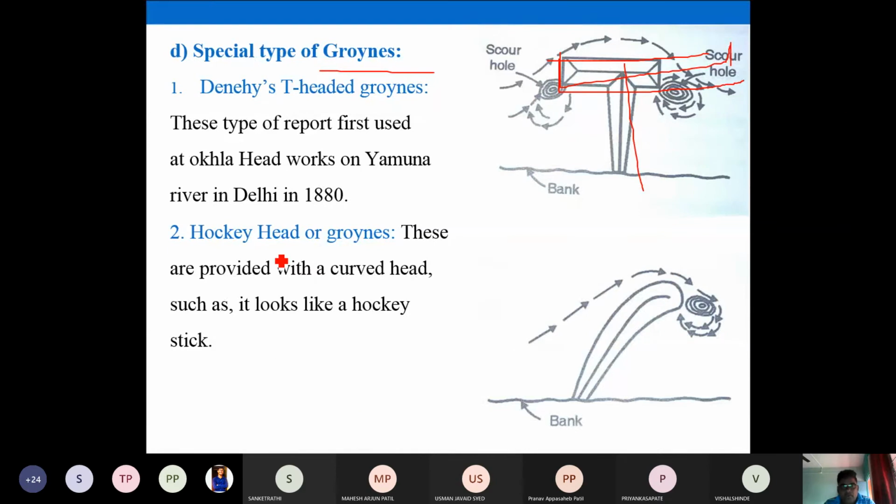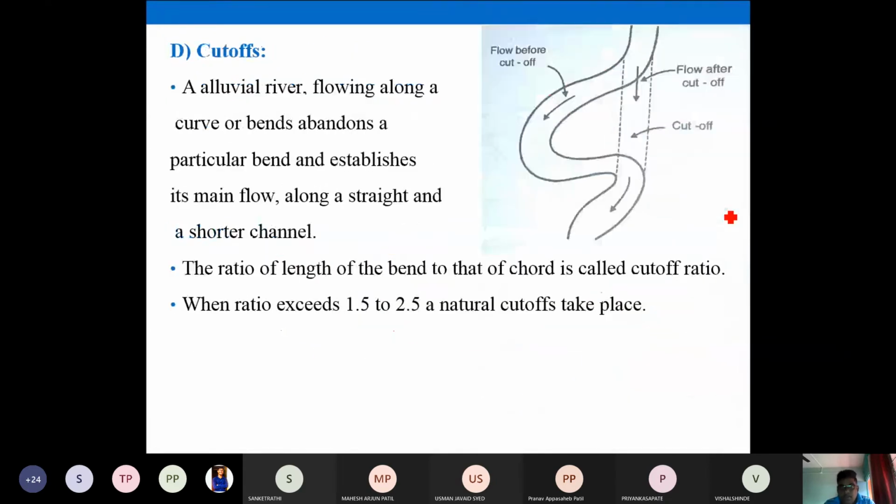So the hockey head groins are provided with a curved head, in a shape that looks like a hockey stick.